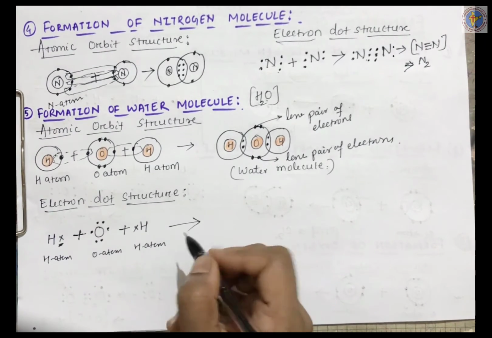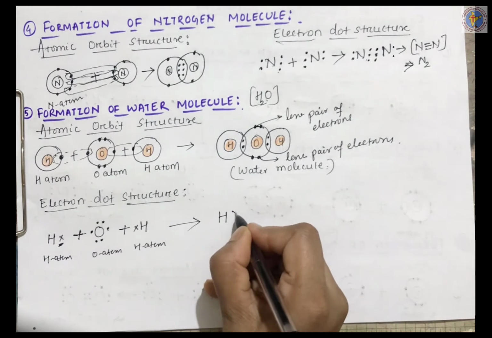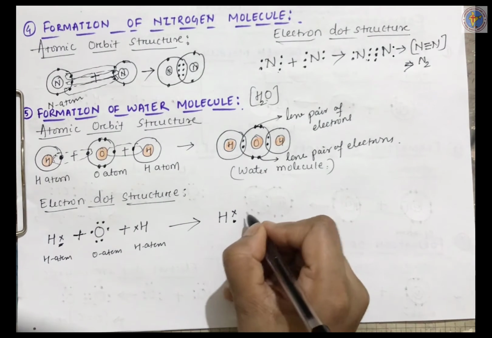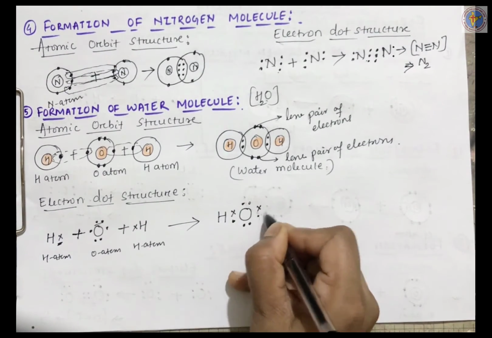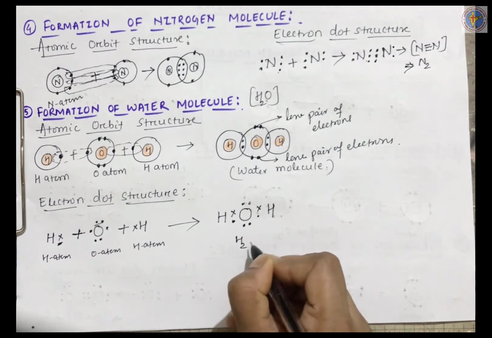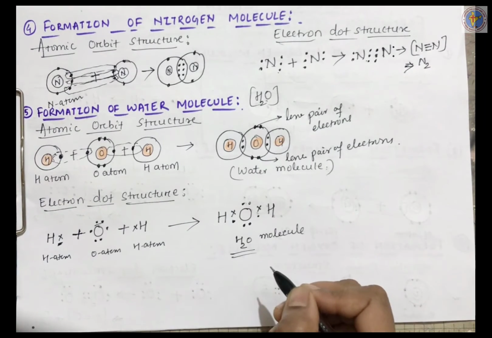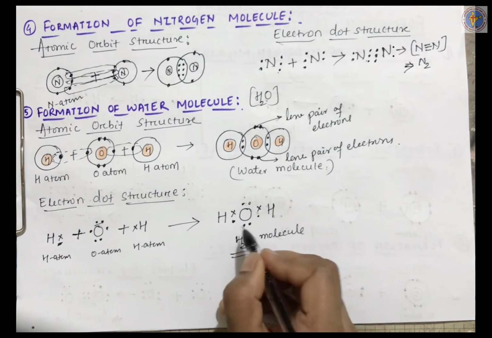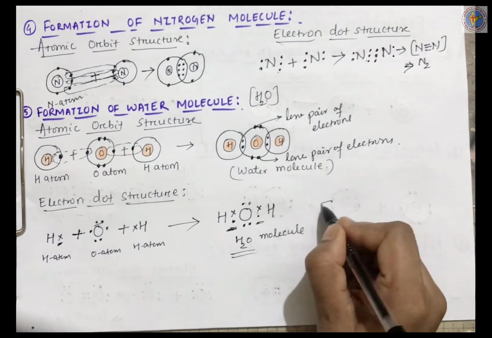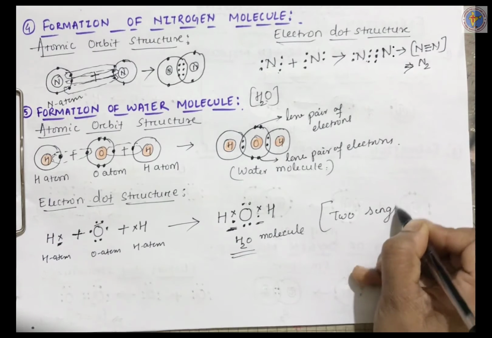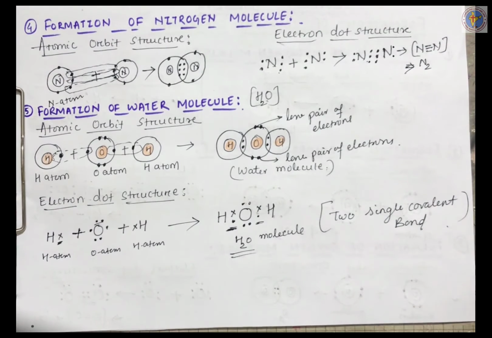After combination, what will they form, children? The bonding will be like this. One cross of hydrogen and dot of oxygen, and then O, these 2 we need to show, and again one cross and dot. So this is your water molecule. Here, how many bonds are you seeing? Here one single bond is formed, and here one single bond is formed. So here you can say that we are getting 2 single covalent bonds.